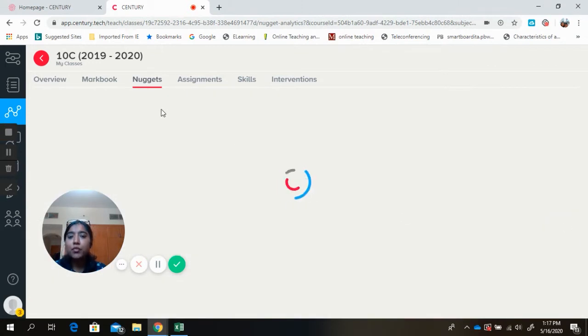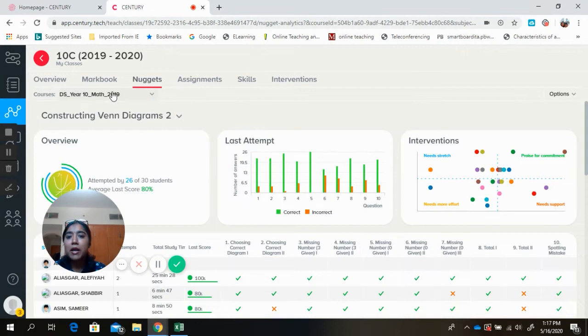The next is the nuggets. Nuggets again give you an overview of everything. So in the mark book, you could still see the nuggets, but the most important thing over here is you could see in these nuggets how many of them have got it right, wrong. So each nugget has question wise analysis.